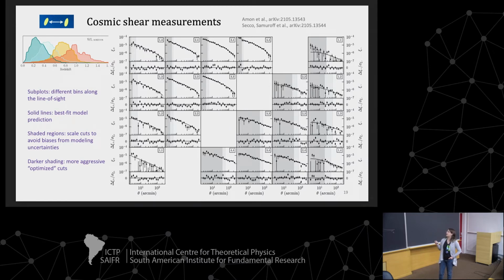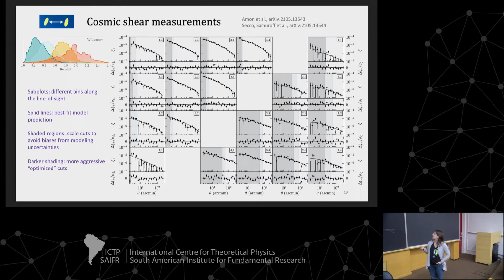The data points are the measurements from our DES Year 3 analysis, and the solid lines are the best fit model predictions for these 2-point functions. So it's by comparing the model prediction to the data points that we can constrain parameters of our theory. We can look at how changing different cosmological parameters affects the agreement between the measurement and model, and that's where we get physics information.